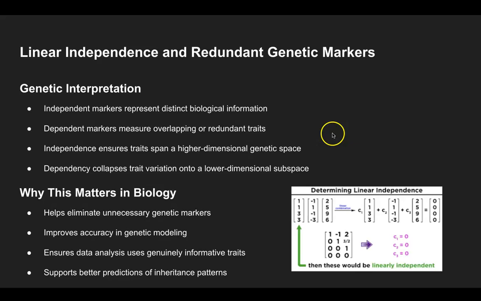Why this matters in biology. It helps eliminate unnecessary genetic markers, improves accuracy in genetic modeling, and ensures data analysis uses genuinely informative traits. It supports better predictions of inheritance patterns.